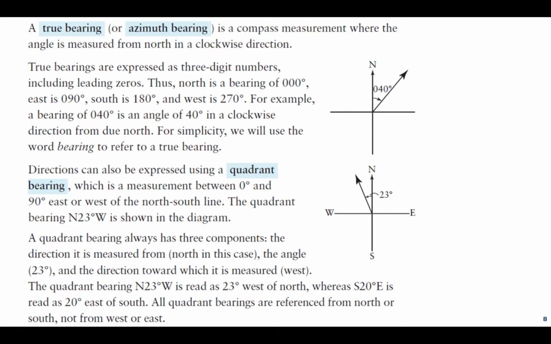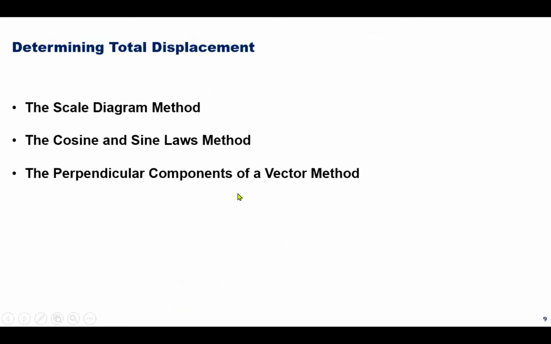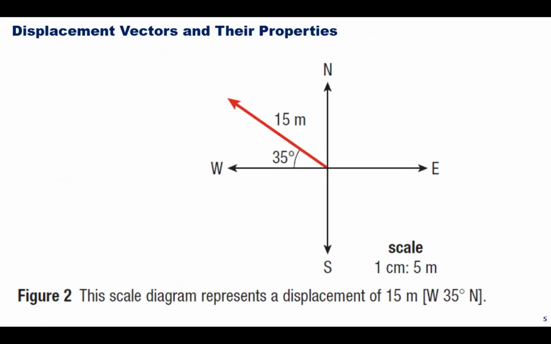The quadrant bearing N 23 degrees west is read as 23 degrees west of north, whereas S 20 degrees east means 20 degrees east of south. Also note that all quadrant bearings are referred from north or south, not from west or east. So back to this example, although it is legit to use this symbol here, which means N 35 degrees north of west, although it is legit, it is not recommended.